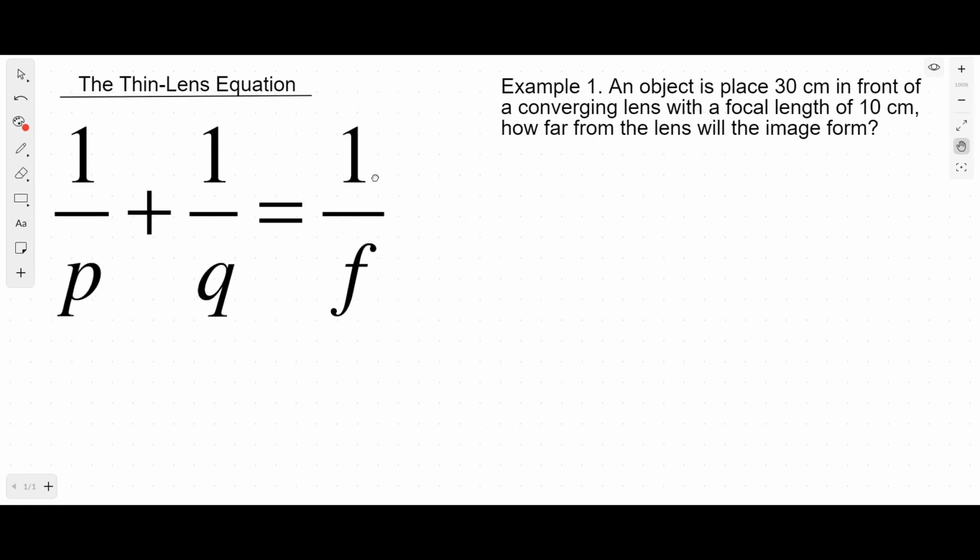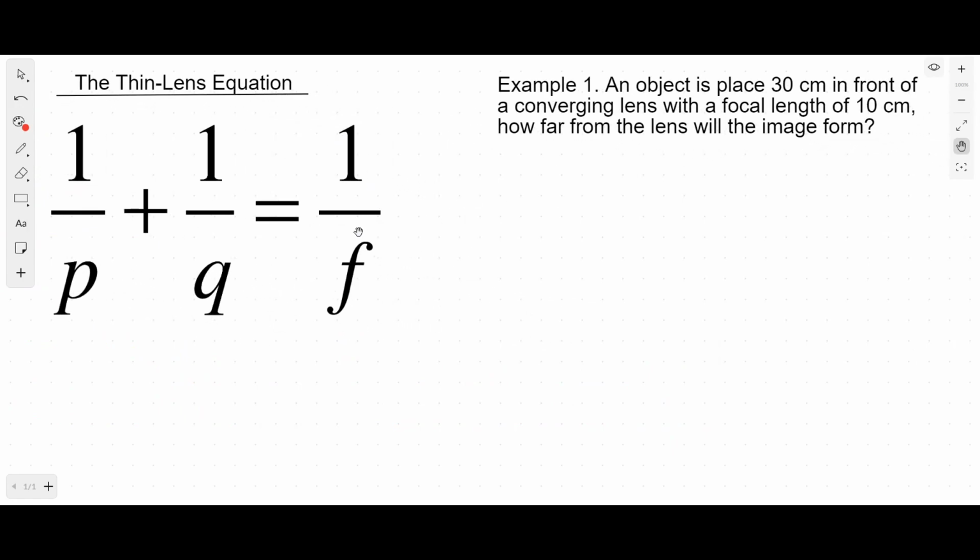So right here is what's called the thin lens equation, and what it does is it relates p, q, and f. What it says is that 1 over p, the distance from the object to the lens, plus 1 over q, the distance from the image to the lens, equals 1 over f, the focal length of the lens. Now let's try to use that to solve example 1.